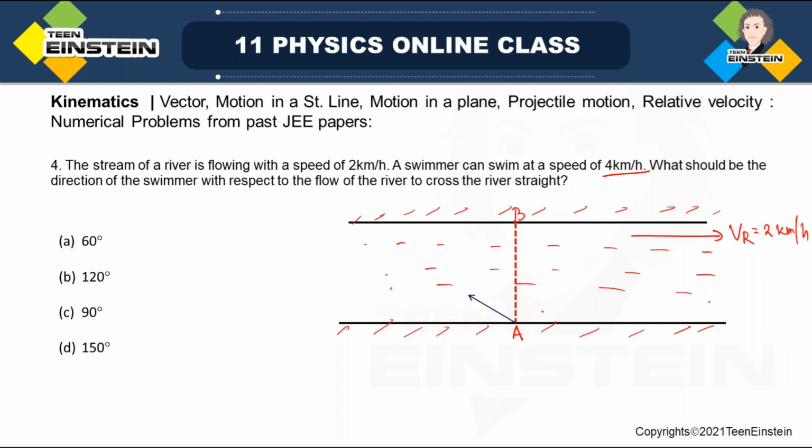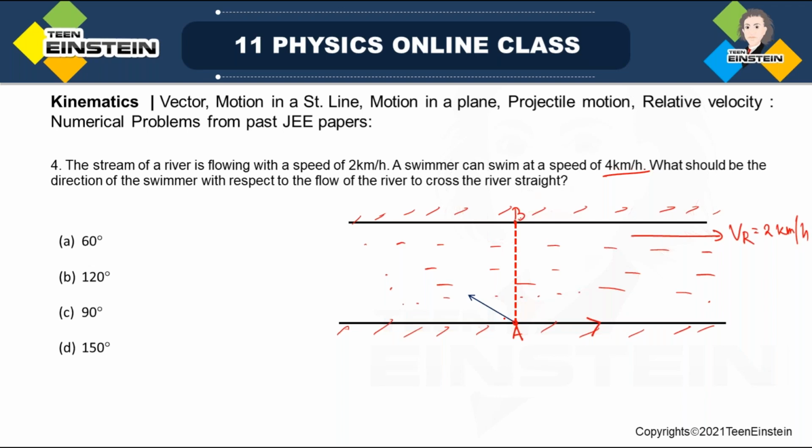So straight means, here the question is at what angle the swimmer should start swimming or should swim with respect to the water flow such that the swimmer can straightway go from A point to B point on the other shore. Okay, other side. So this is the question, at what angle with respect to the flow of the water. Suppose the flow of the water is this way. Okay, we have to find out, see the velocity.